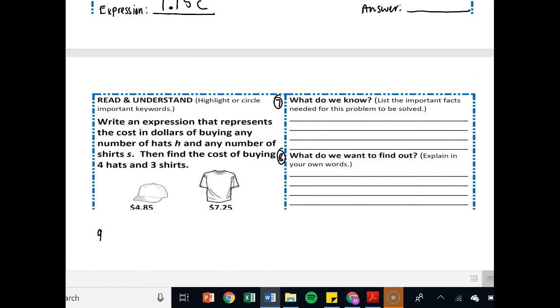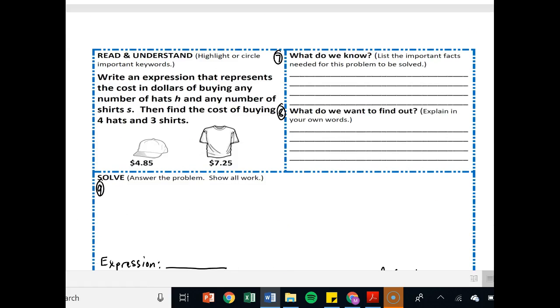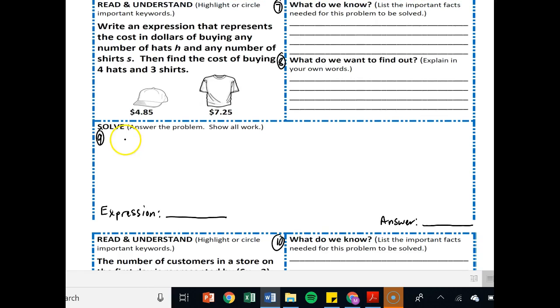On the back side, it says, write an expression that represents the cost in dollars of buying any number of hats, H, and any number of shirts, S. Then find the total cost of buying 4 hats and 3 shirts. So how much does a hat cost? It's $4.85. So if I just bought 1 hat, that'd be $4.85, right? What if I bought 2 hats? That'd be $4.85 times H, right?